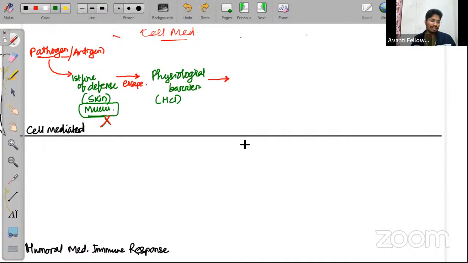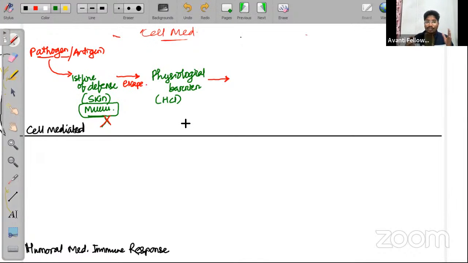Skin is also a first line of defense. Innate immunity is also considered as first line of defense. So mucus will try to trap that pathogen, but the pathogen is more powerful and it escaped from the mucus and passed into the stomach. Now in the stomach, another physiological barrier is there, that is HCl, which will create an acidic medium. And that acidic medium will try to kill the pathogen now.